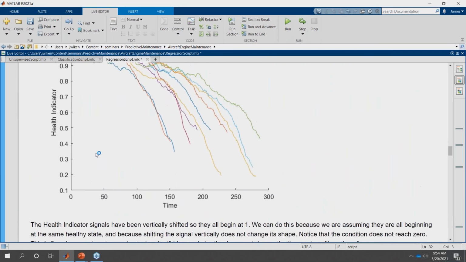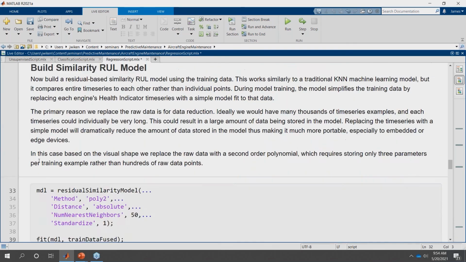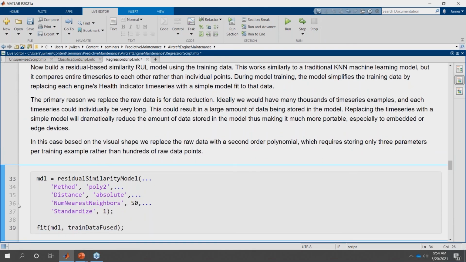Okay, so this fused health indicator is the input to our model. This is a similar idea to the PCA that we did before, where we're taking that high dimensional system and collapsing it down into a lower dimensionality representation, for both visualization and modeling in this case. So we're going to build out this residual similarity model here.